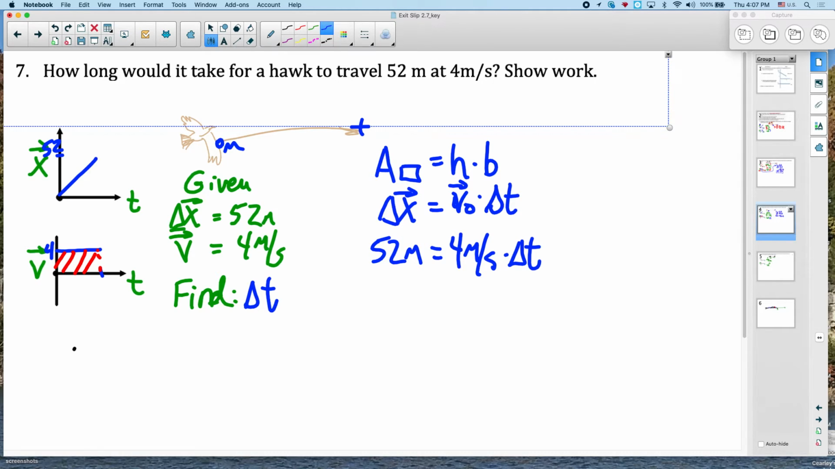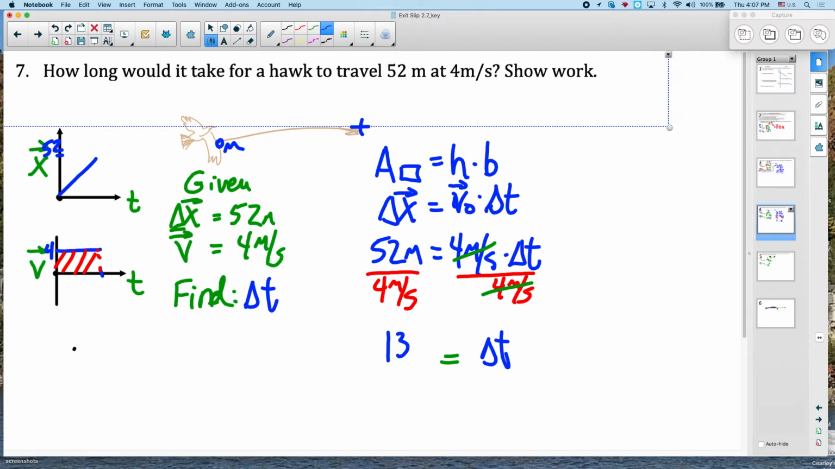So to find change in time, we have to do the opposite of what's being done to it right now. We're taking change in time times 4 meters per second. So we'll have to divide both sides by 4 meters per second. And 4 meters per second divided by 4 meters per second, those will cancel out. And so now we've got just change in time on the left. And 4 goes into 52, 4 goes into 5 once. And there'll be 1 left over. 4 goes into 12, 13, or 3 times.